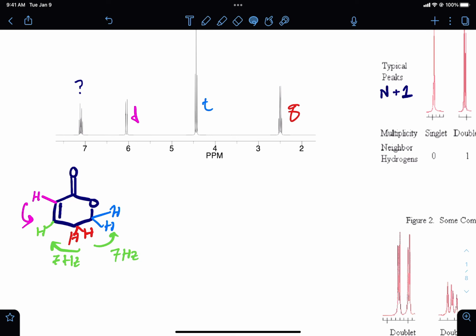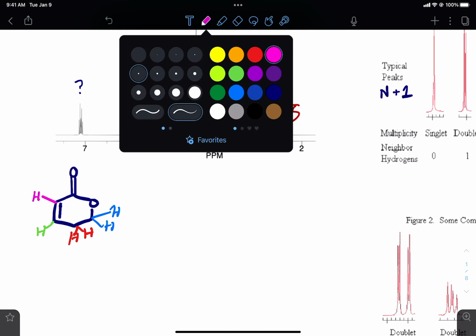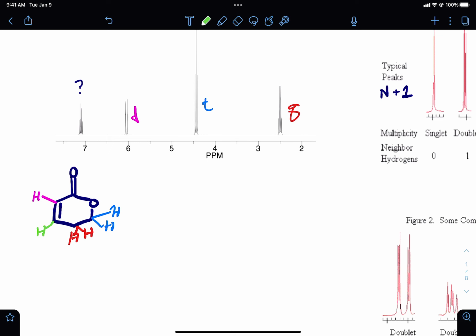It turns out that the relationship of the green to the red is not the same as the relationship from the green to the pink. Okay, the coupling constant, like we said before, from the green to the red is the same as red to green. That is 7 hertz. Okay, no problem. But the relationship from the green to the pink, that coupling constant is about 12. So that means that it doesn't show up as a normal quartet.